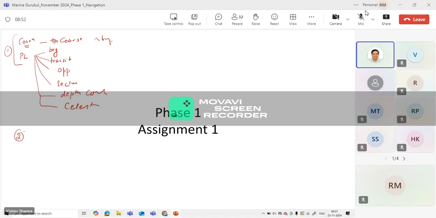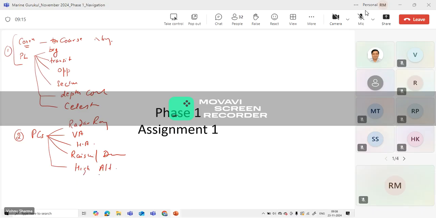In the second lecture, we covered PCs by radar range, by vertical angle, by horizontal angle, by raising, dipping, first sighting, last sighting, whatever you want to call it. And lastly, high altitude celestial observations. That was our second lecture.